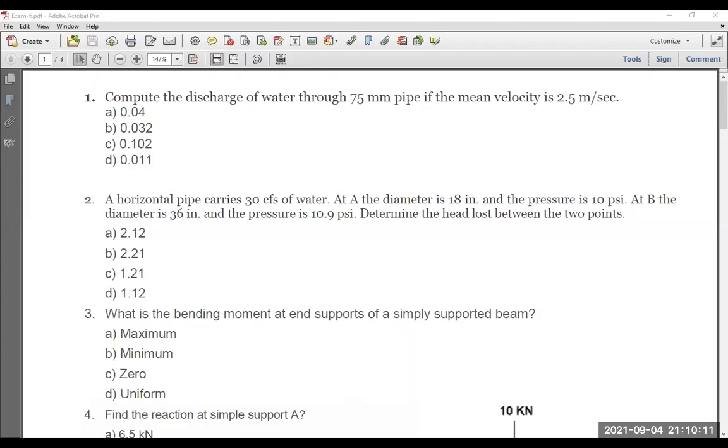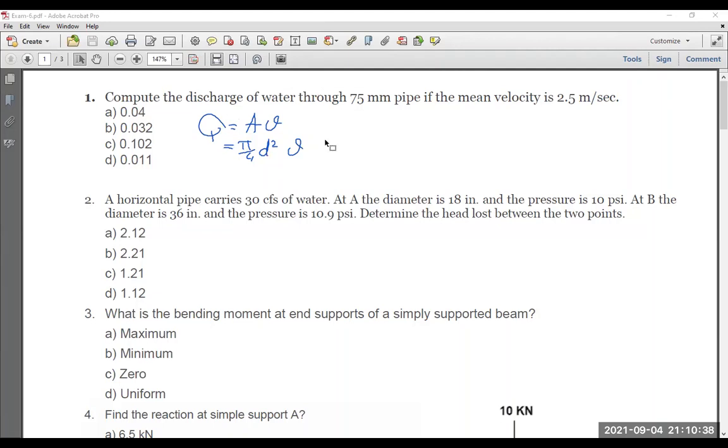Question number 1. D, sir. Yes, exactly. You know the answer? Yeah, just here from the original equation for Q. Q is equal to A V, and the area is pi over 4 d square times velocity. That's it. So the answer is D.